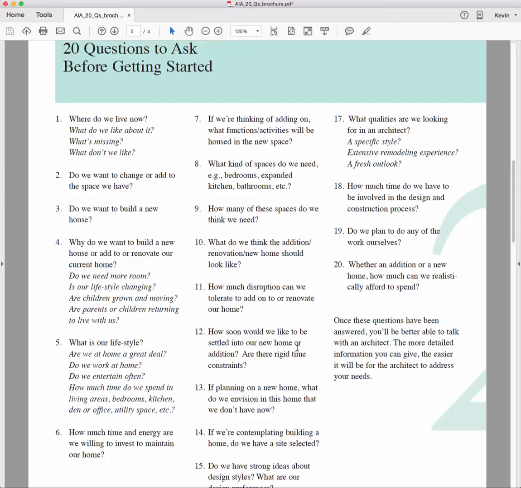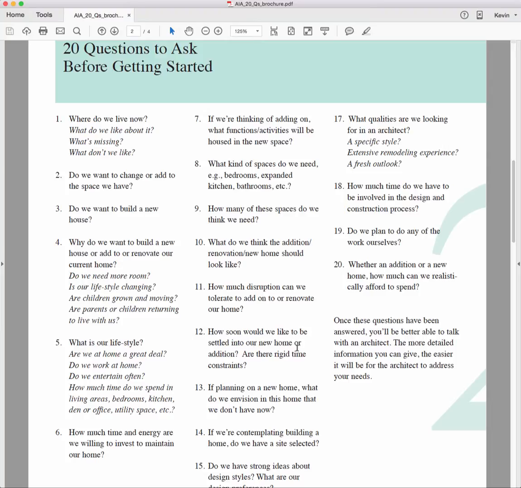13, if we're planning a new home, what do we envision in this home that we don't have now? Okay? And this is a really big deal because, for instance, if you're planning a new home, it has an incremental cost. So you really have to be able to articulate what it's going to enable you to do or have that you don't have now, because you're going to have to ask yourself, is it worth that cost and time? Well, the same thing for systems.